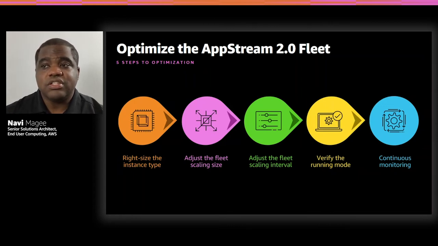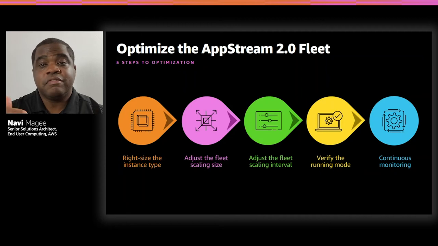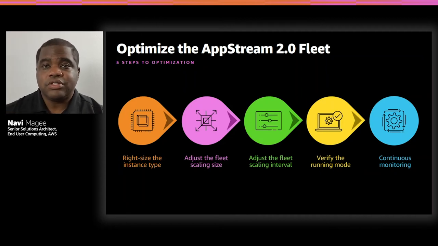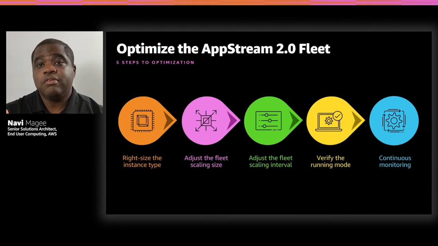The next one is adjusting the fleet scaling interval. Inside of the policy, and we'll see it in just a couple of slides here, you can determine how many instances are incremented based off each trigger. So if the fleet hits 75% utilization, you can say, I would like to increase by 2, by 3, 10, or 50 instances at a time until you hit the max value that's already established.